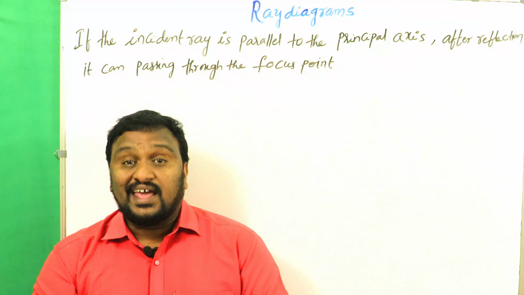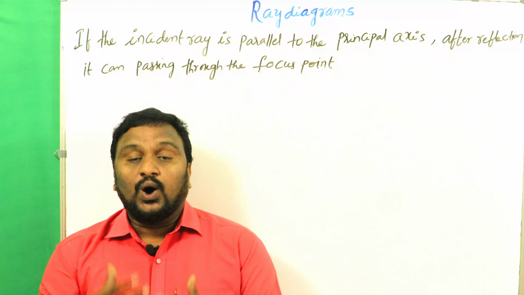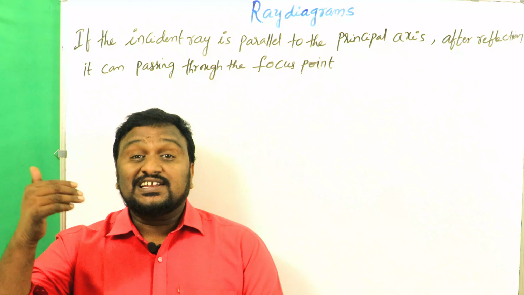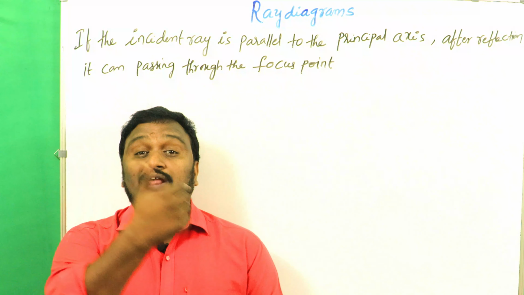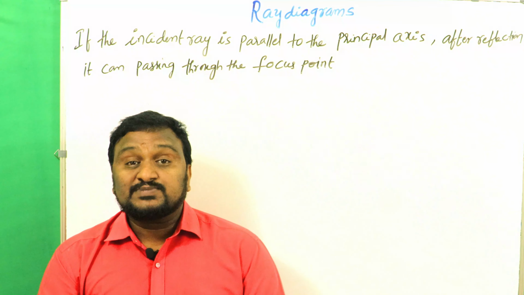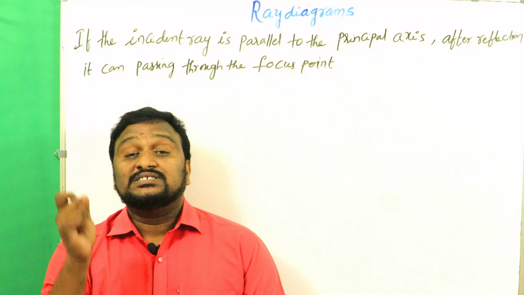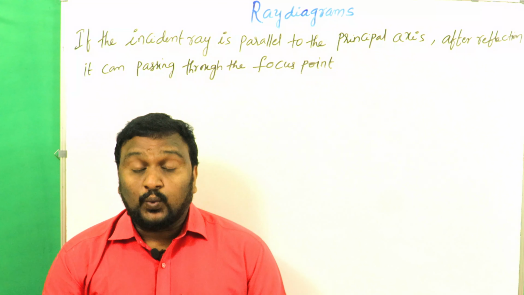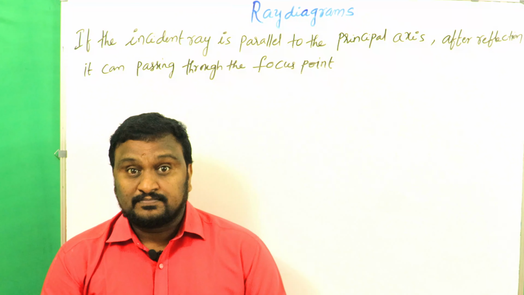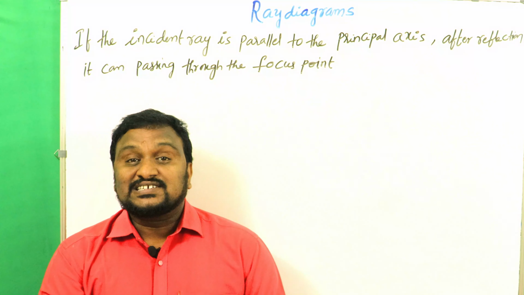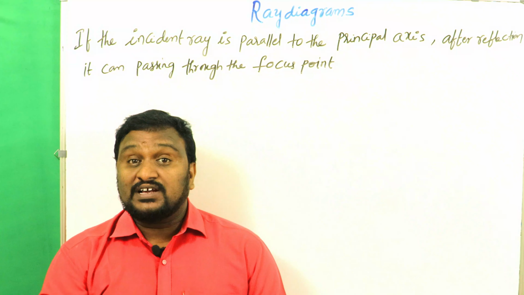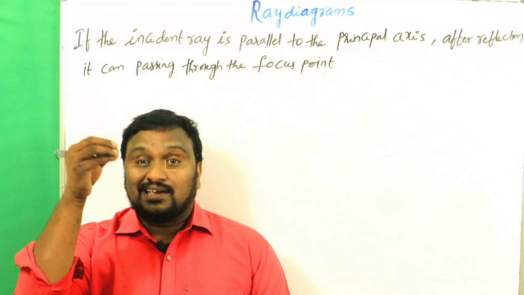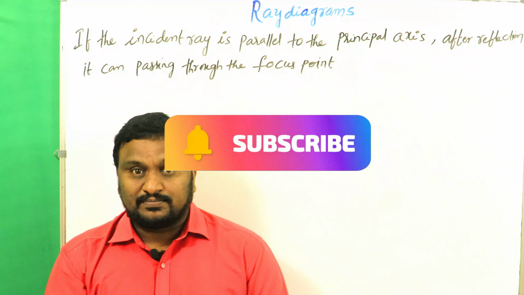A ray diagram explains how the light rays come from the object and, after being incident on the mirror, how they are reflected. That should be explained by one diagram, and the diagram is called a ray diagram. It explains how the light ray comes from the object and how it moves after reflection. It is clearly given in the ray diagrams.